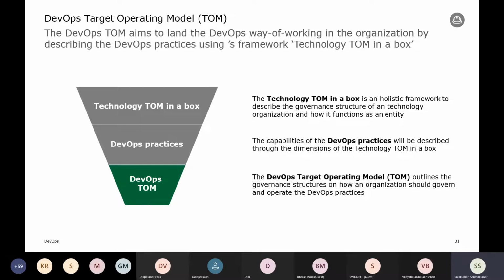And for that particular changeover, what are the DevOps practices we know? We have continuous integration, continuous monitoring, continuous deliverable, and continuous testing. In this combination, we need to identify whether we are able to improve the technology demands. So if you make the combination of these two, the DevOps target operating system model outlines the governance structure.